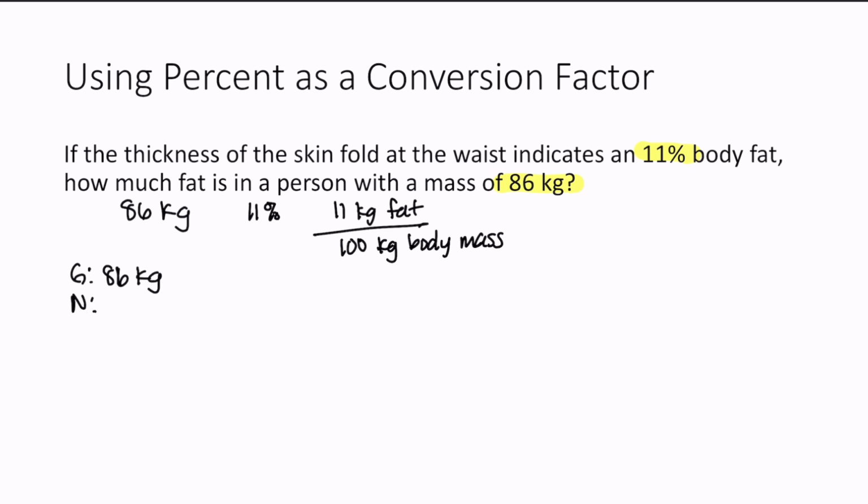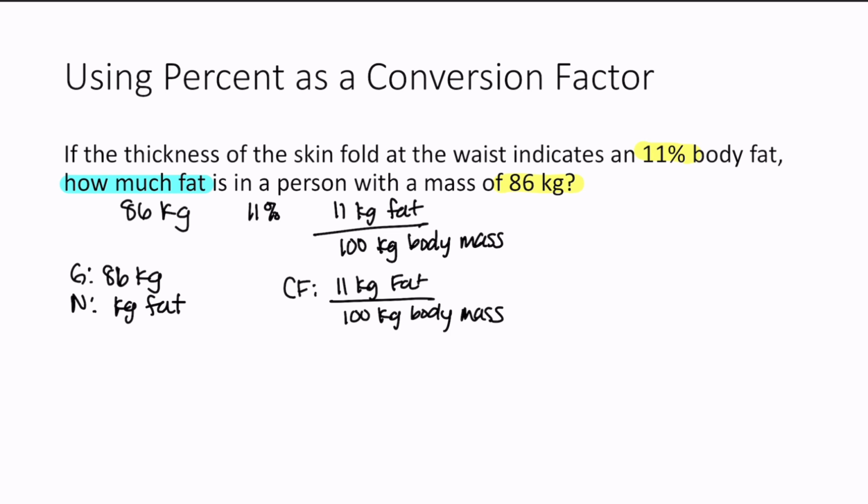My need is how much fat is in a person with a mass of 86 kilograms. So since it doesn't tell me exactly the units that I need, it just says how much, I'm going to use the units that make sense for this problem. I'm given kilograms, so I'm going to do kilograms of fat. I could easily do grams of fat. I could easily do pounds of fat, but that's going to require more work. And the conversion factor the problem gives me is 11 kilograms of fat per 100 kilograms of body mass.